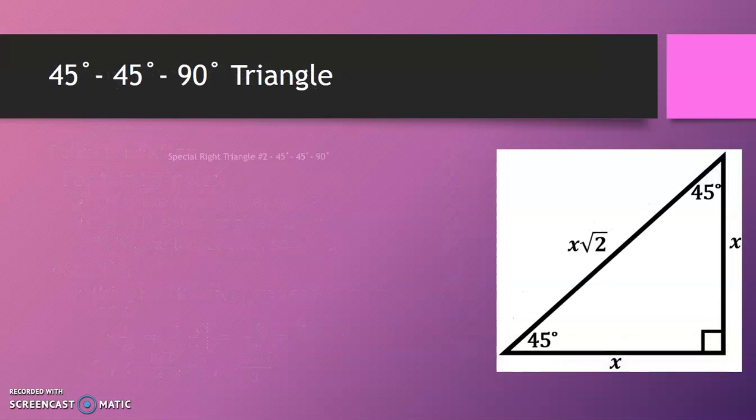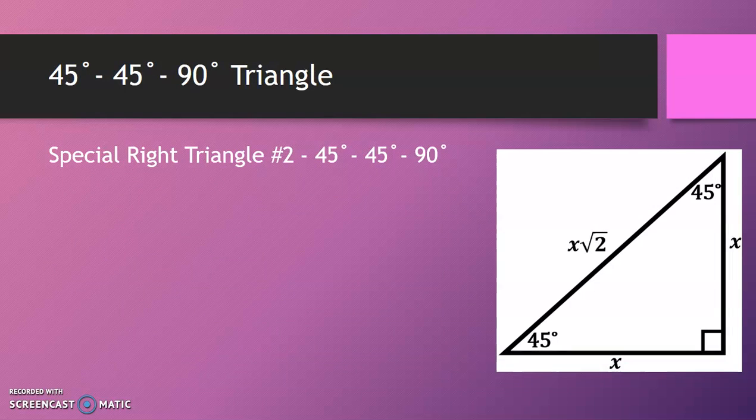On to the next special right triangle, the 45, 45, 90 triangle. I personally feel that the 45, 45, 90 triangle is a little bit easier than the 30, 60, 90 triangle. The reason for that is because you have two angles that are both 45 degrees, so both sides across from that are going to be equal as well. So you can see on my picture here, across from the 45-degree angles, you have x and x.